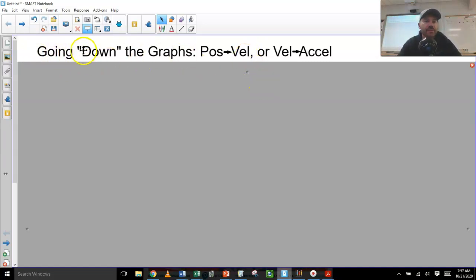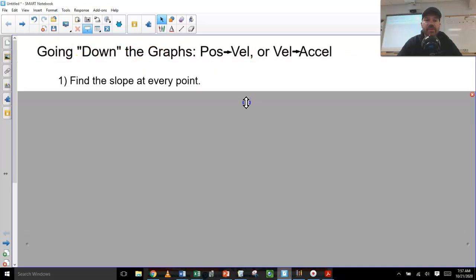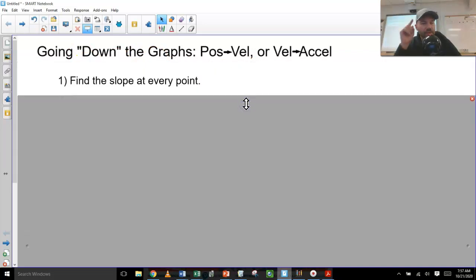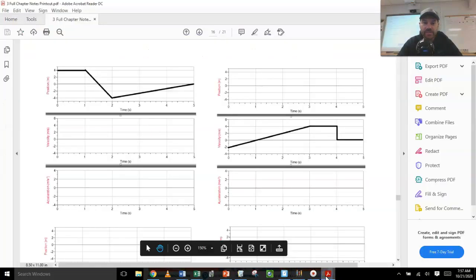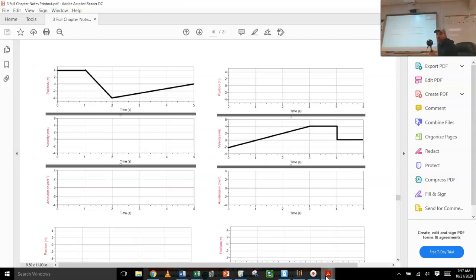First of all, I'm going to talk about going down, meaning going from position to velocity and then from velocity to acceleration. They're always going to be in that order: position, velocity, acceleration. So number one, the first thing I'm going to do is find the slope at every point. And I mean every point. I've got a couple of examples here. Sometimes every point has the same slope, and sometimes every point the slope is changing.